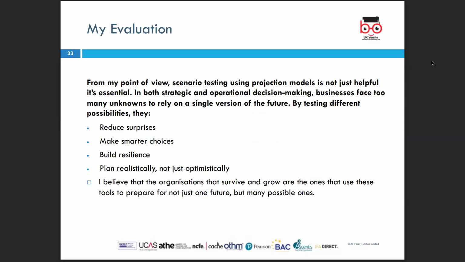So, in our evaluation, from our point of view, scenario testing using projection models is not just helpful, it is essential in both strategic and operational decision making. Businesses face too many unknowns to rely on a single version of the future. By testing different possibilities, they can reduce surprises, make smarter choices, build resilience, and plan realistically, not just optimistically.